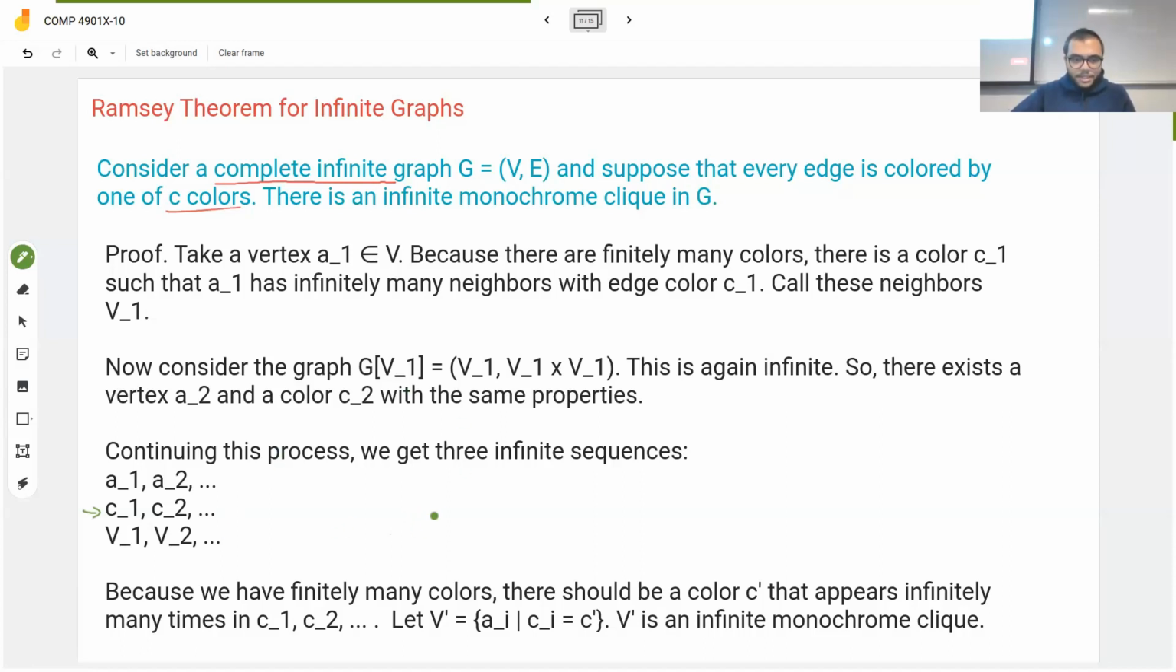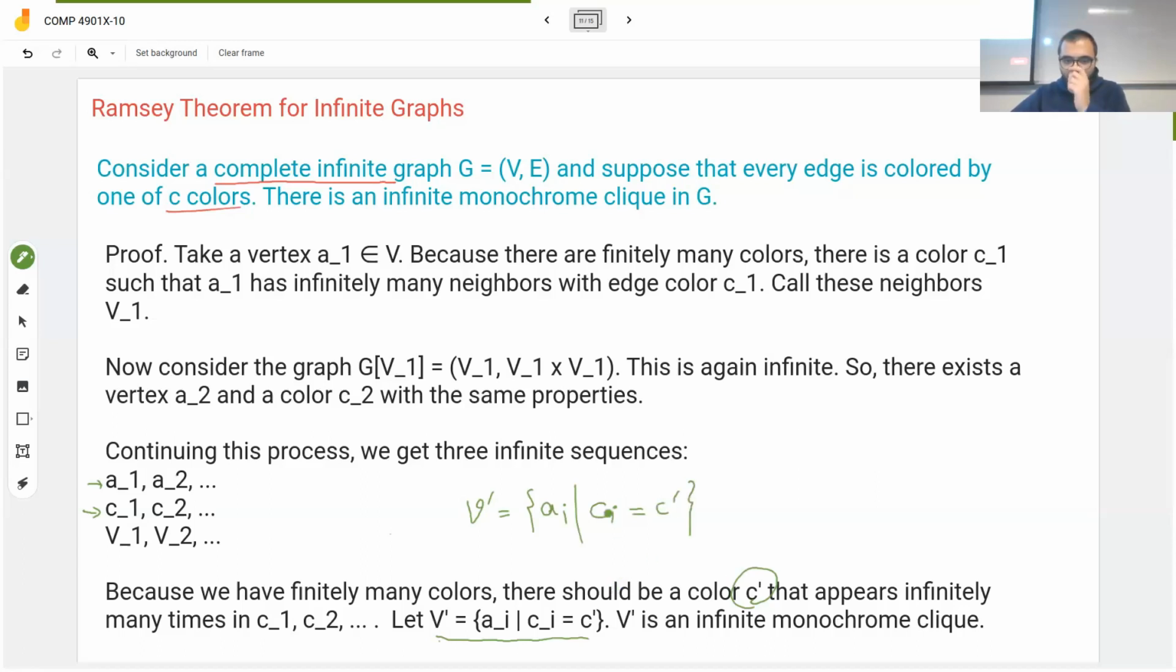So let's consider all the indices where C prime, this infinite color, appears. And let's take all the vertices corresponding to them. So I'm going to say V prime, this is my definition. I'm going to define V prime as the set of all vertices AI such that the color that I picked for AI was this C prime. Ci was equal to C prime.